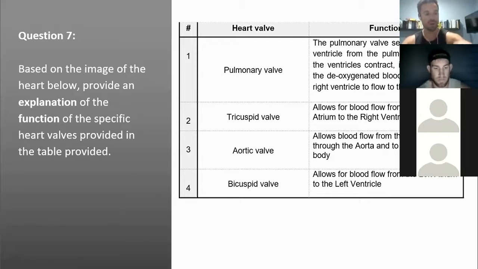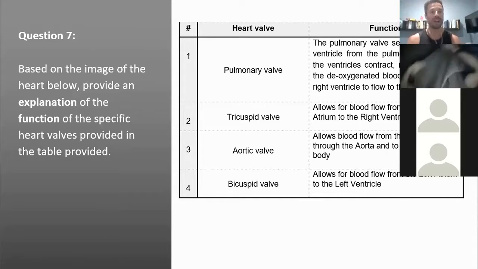Any damage to the aortic valve, and it can be pretty severe pretty quickly. Okay, and then the other one is the bicuspid valve. As you can see, it is the left side of the heart, left atrium to the left ventricle. So the blood comes into the top chambers of the heart, the valves open, the blood goes to the bottom chambers of the heart, the valves close again. Okay, so that's the role of the 4 valves in our heart.